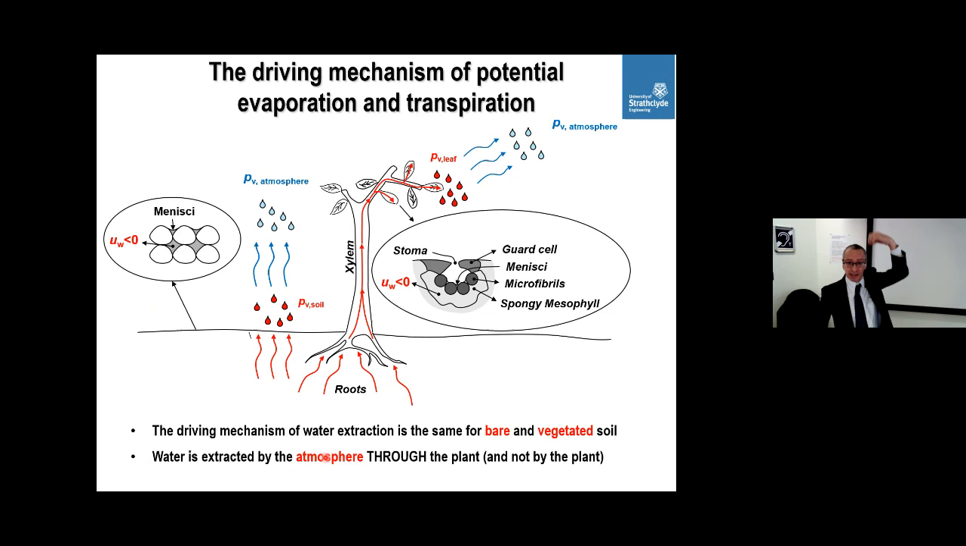It is called the dilemma of the plant. So the plant would like to keep the stomata open to let the CO2 in and get the photosynthesis and get the food. But unfortunately, by keeping the stomata open, you are losing water. And that's the water that is sucked up by the roots to replace what is lost.